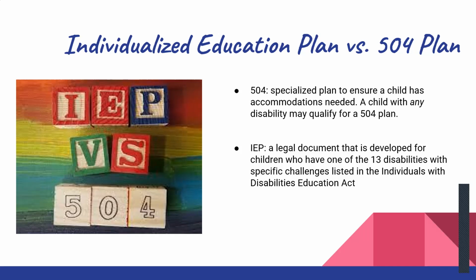An IEP provides students with disabilities the accommodations and the modifications needed to be successful in school. This means that they can receive specialized instructional support to complete assigned tasks, as well as accommodations like those on a 504 plan. A student cannot receive specialized instructional support with a 504 plan.